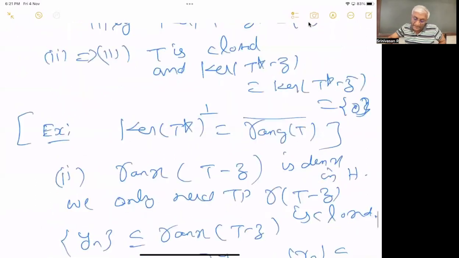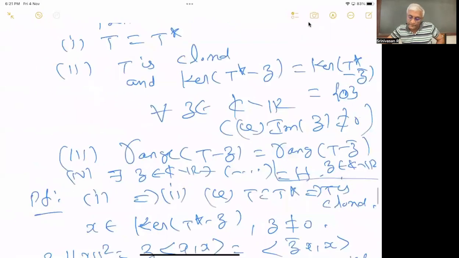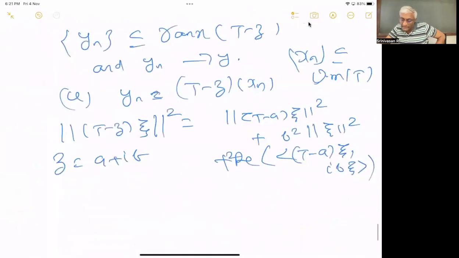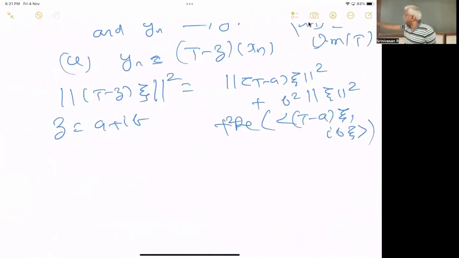Now t is assumed to be symmetric, right? We are assuming, determining when a symmetric operator is self-adjoint. That is what we are assuming. Okay, t is assumed to be symmetric, and a is real. So t minus a is symmetric. You can take t minus a to the other side and bring this ib to the other side. It will become minus of that.